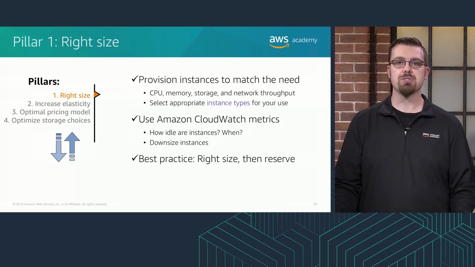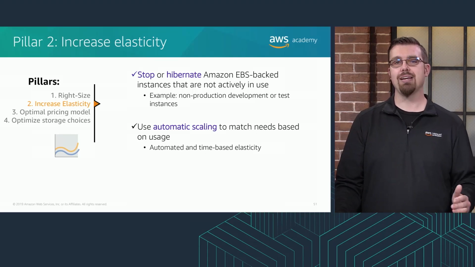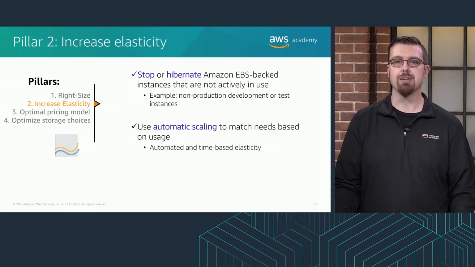Review your deployed resources and look for opportunities to downsize when possible. Use Amazon CloudWatch metrics to review CPU, RAM, storage, and network utilization and identify the instances that could be downsized. Select the most cost-effective instance available that still meets your performance requirements, and if your usage pattern will be consistent, purchase reserved instances.